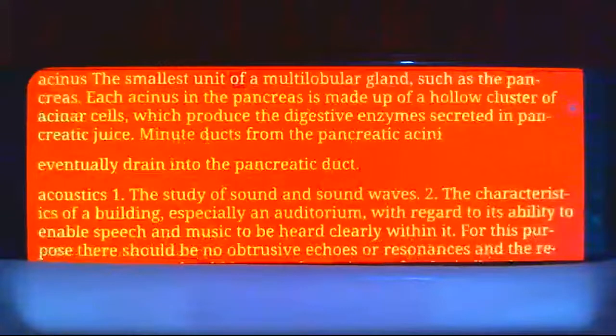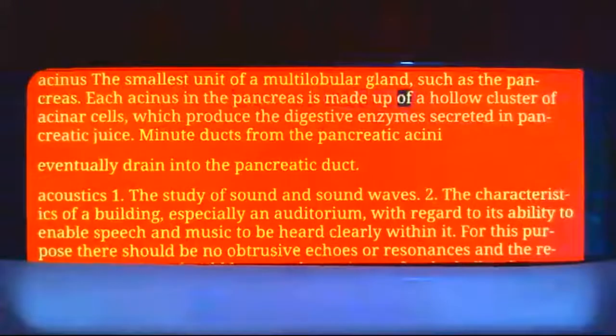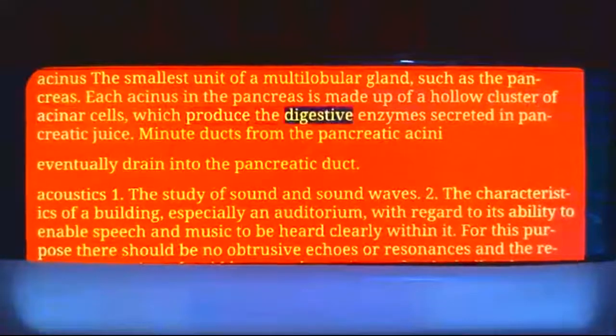Acinus is the smallest unit of a multilobular gland, such as the pancreas. Each acinus in the pancreas is made up of acinar cells, which produce the digestive enzymes secreted in pancreatic juice. Minute ducts from the pancreatic acini eventually drain into the pancreatic duct.